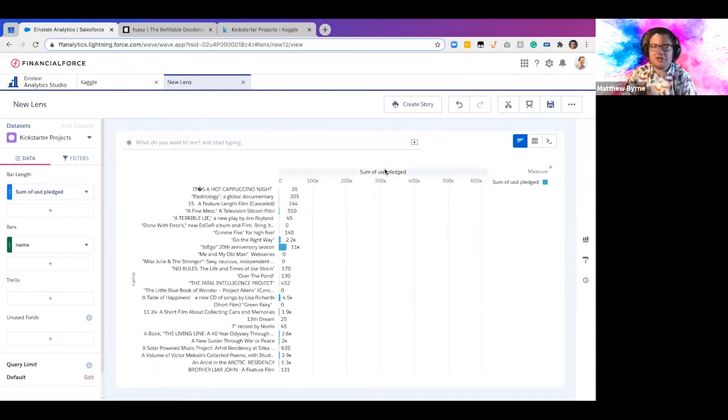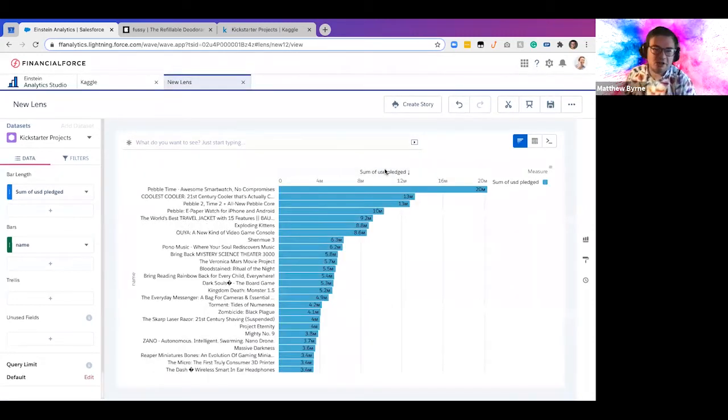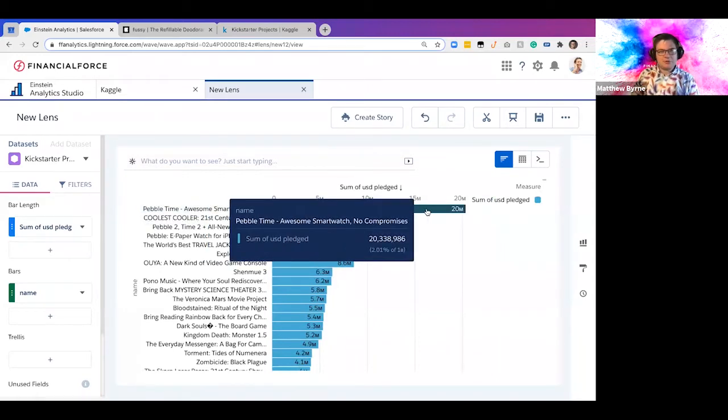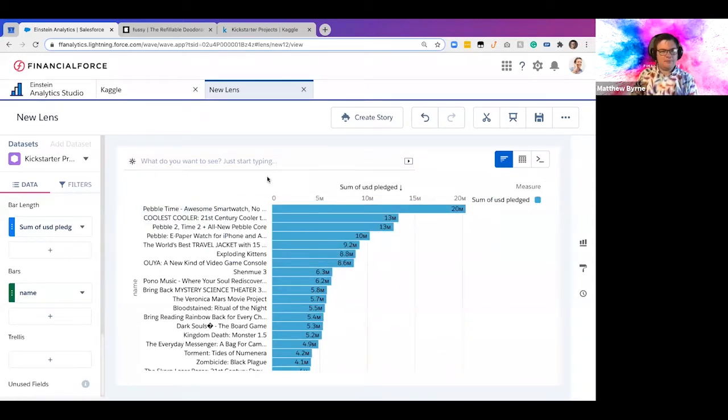If I just click the top of this, I can sort it and I can see, hopefully you can see that. Do people need me to zoom in? One of those campaigns, Pebble Time, managed to get 20 million from people. Okay, and we can see this sorted. We can see the top ones. Pebble 2 as well, because 20 million was not enough. And the same Pebble again. Pebble keeps popping up.